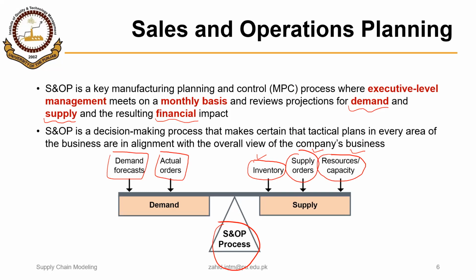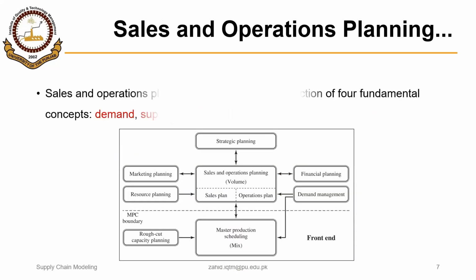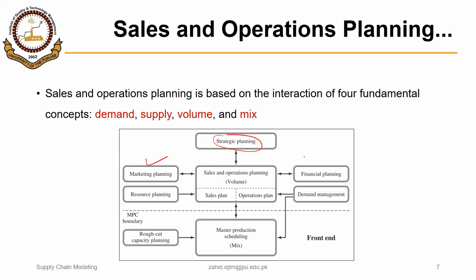So both demand and supply should be balanced. Sales and operation planning is based on the interaction of the four fundamental concepts: demand, supply, volume, and mix. Now, one important input to sales and operations planning is strategic planning. Another is marketing planning, and yet another is financial planning.